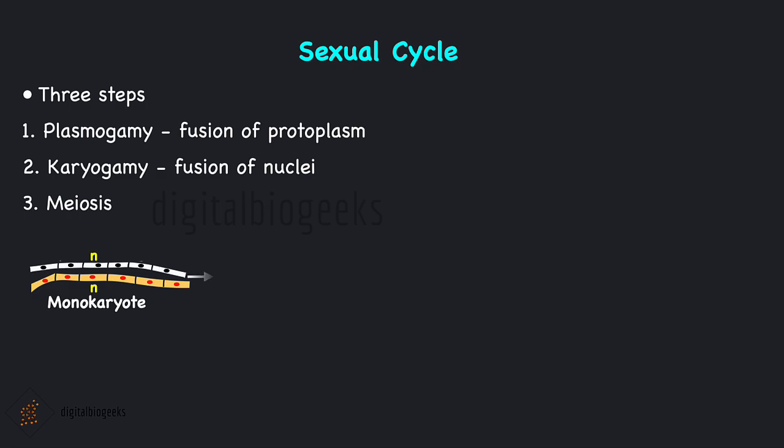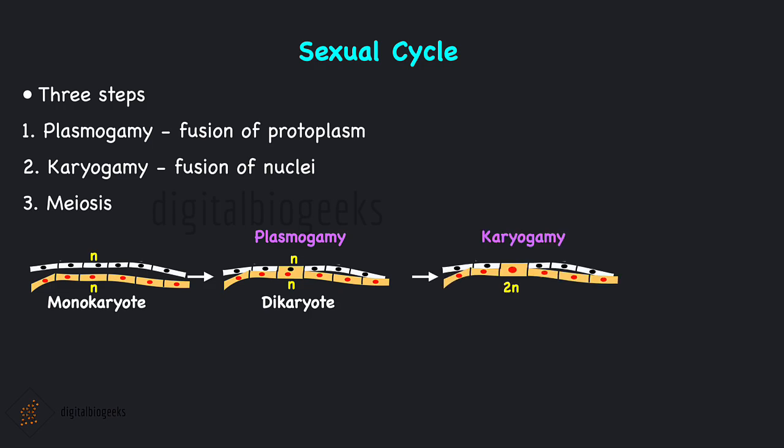When these haploid cells fuse together, their protoplasm gets mixed up. Here you can see the protoplasm got mixed up in these cells, and there are two nuclei in one cell. Now we can call them dikaryotes. This phase is called the dikaryotic phase of fungi. Now both the nuclei fuse together to form a single nucleus, and this is a diploid cell now, 2N. Now the next stage is meiosis. The diploid cell forms 4 haploid spores and the cycle continues.